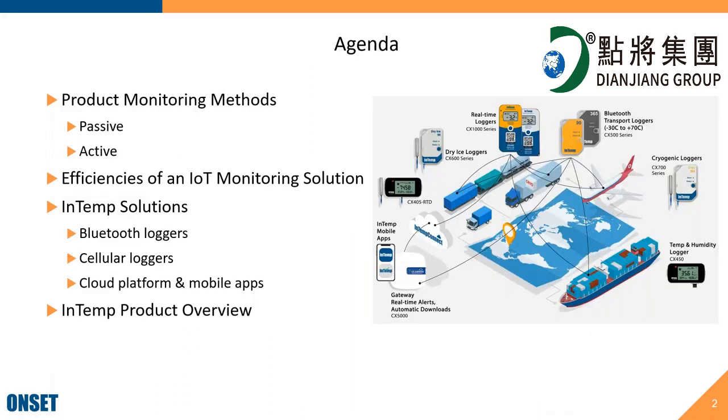So today, we're going to really be talking a lot about the different monitoring methods there are out there today. So really focusing on the two different types, which is passive and active monitoring. Then we'll talk about the efficiencies of an IoT monitoring solution as they relate to passive and active monitoring. We'll go through the NTEMP solution, starting off with our Bluetooth loggers, then our cellular loggers, and then talk a bit about our cloud platform and the mobile apps. And then we'll do a quick NTEMP product overview, just going through all the loggers and devices that we recommend for cold chain monitoring specifically.